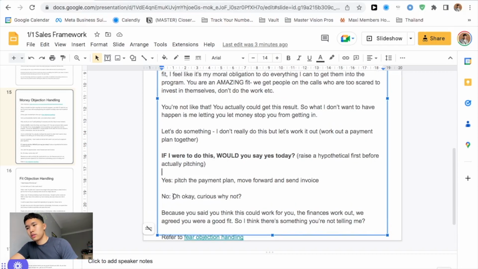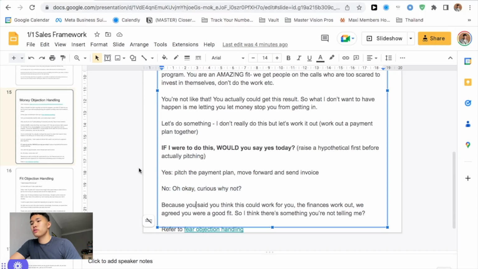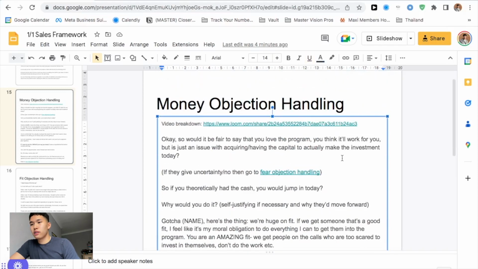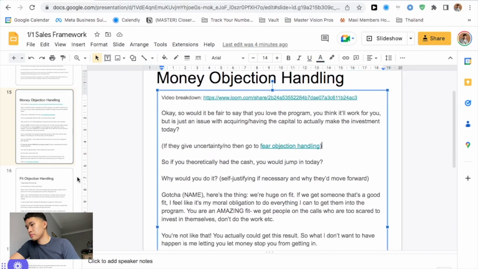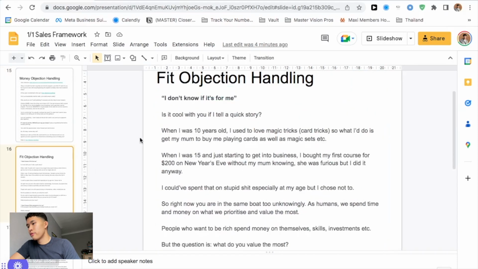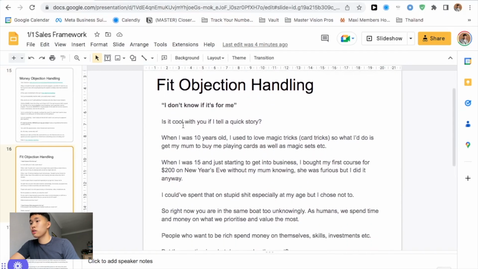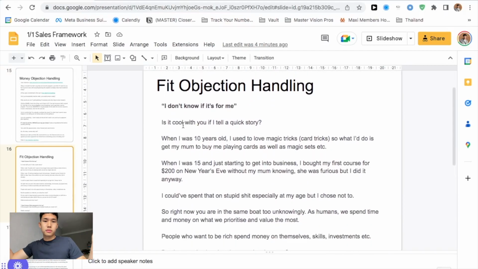Move forward, send invoice. And then if it's a no, then you just ask again, okay, why not? Because you said you think this could work for you. The finances work out, and we agreed you're a good fit. But is there something you're not telling me? That's when you move on to the fear, because now they made it clear there's still some uncertainty. And we'll go to the fear in the end. I don't know how long that's going to take. That's the longest objection handle.